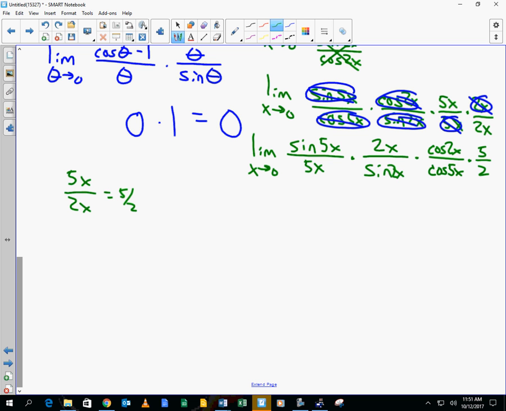Limit as x goes to 0 of sine of 5x over 5x will be? Limit as x goes to 0 of 2x over sine of 2x is? Let's plug in 0. What's 2 times 0? What's the cosine of 0? 1. 5 times 0 is 0. Cosine of 0 is 1 over 1 is? Oh, so these really weren't an issue, were they?